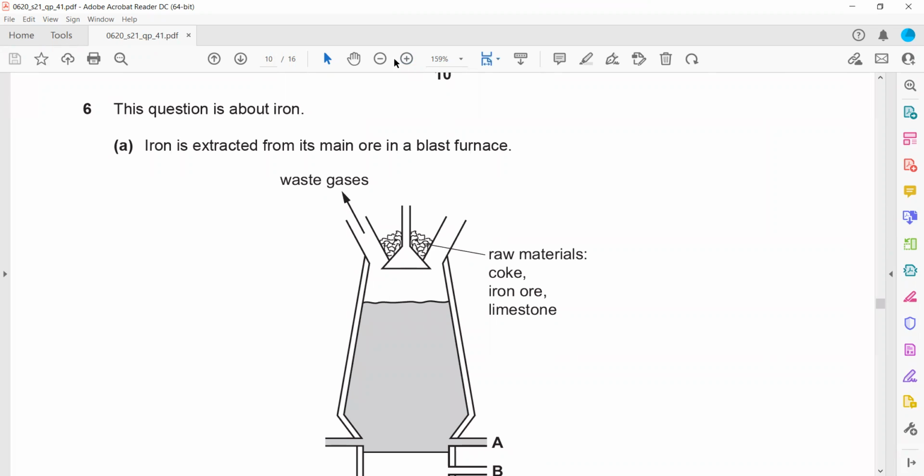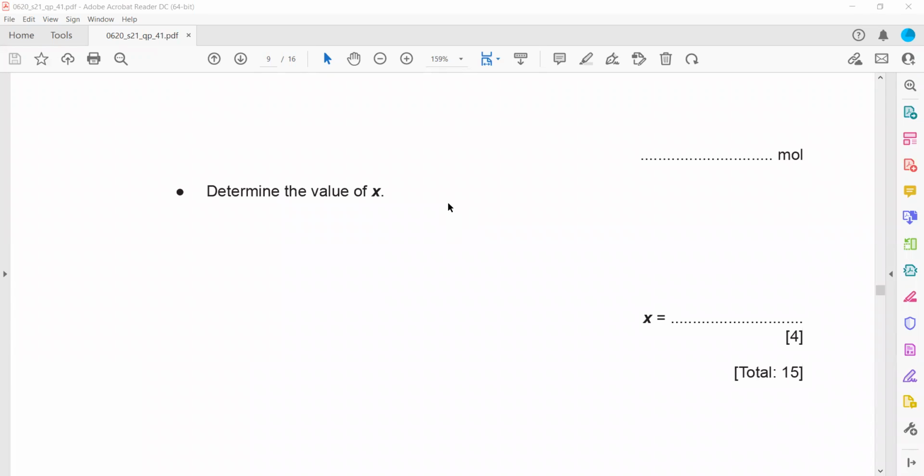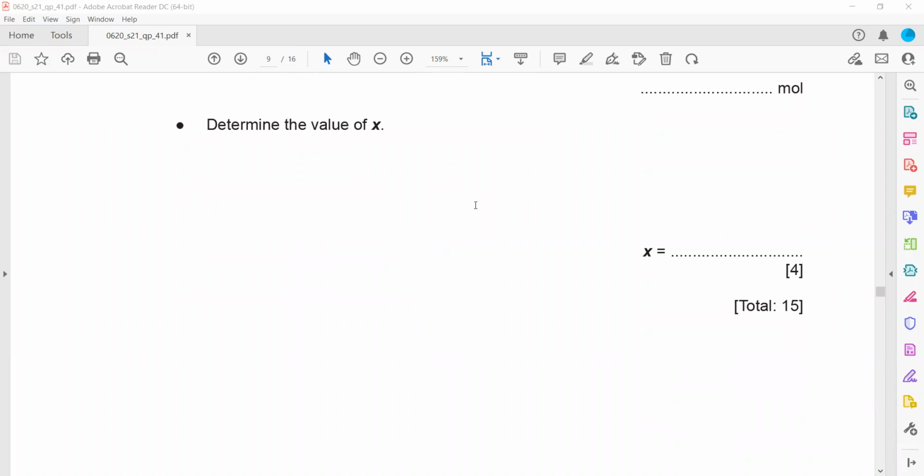Question 6 is about extraction of the iron. Look, the last part I will repeat. In the last part, how did we get the value of X? We calculated the moles of sodium sulfate, because it is written Na2SO4.XH2O, like Na2SO4 combined with X water molecules. So how many moles of Na2SO4 are there? 0.005. And how many moles of water are there?